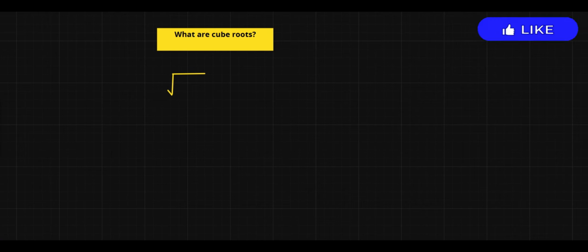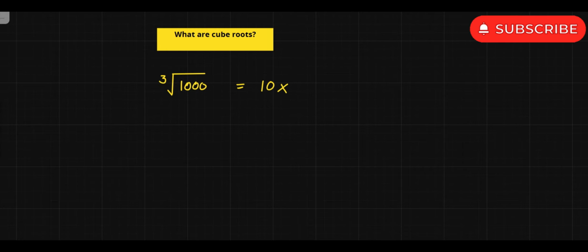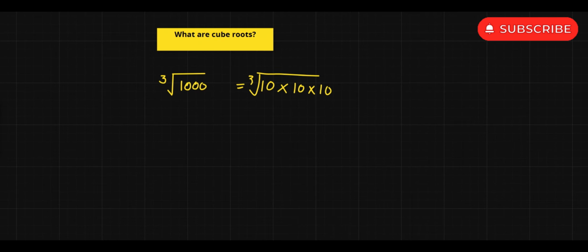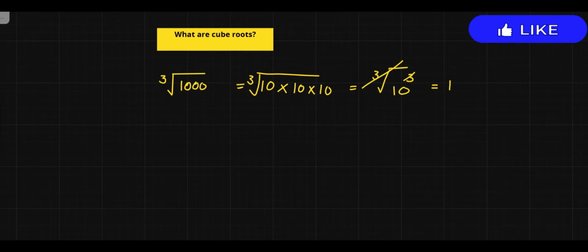What is a cube root now? This is a cube root. There is always a 3 before the root. This is called a cube root because when you put a value into it, suppose I put a value of 1000 into it, you know that 1000 can be written as 10 times 10 times 10, and there is a cube root on it. So 10 times 10 times 10 will give 10 cubed. There is a cube root on it, and hence this cube will be cancelled with this cube root, and that's why we got the answer as 10.